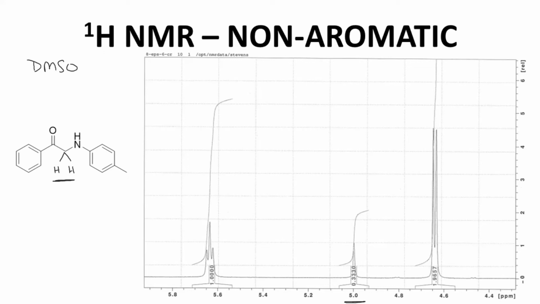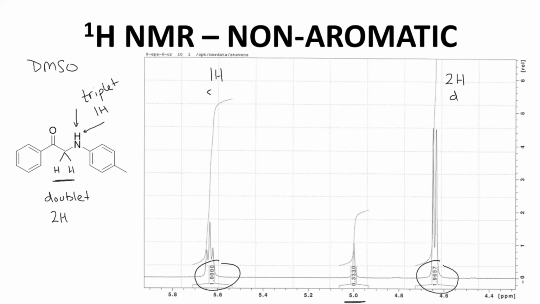So these two hydrogens have one neighbor. It's that NH. And so these should be a 2-hydrogen doublet. And that's exactly what we see. This is a 2-hydrogen doublet. So that's the CH2 group next to the carbonyl. Likewise, the NH should be 1 hydrogen, but it has 2 neighbors, the next door CH2. So this should be a triplet. It's 1 hydrogen, and that's exactly what we see. I'm sorry, it's not a singlet. It is a triplet.